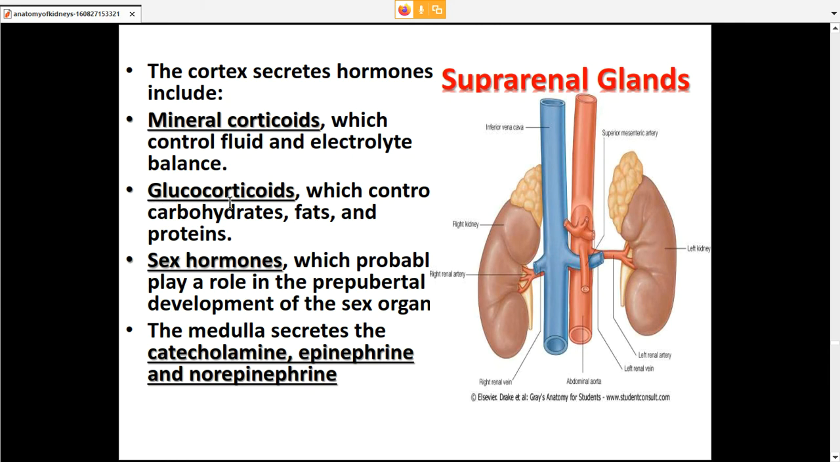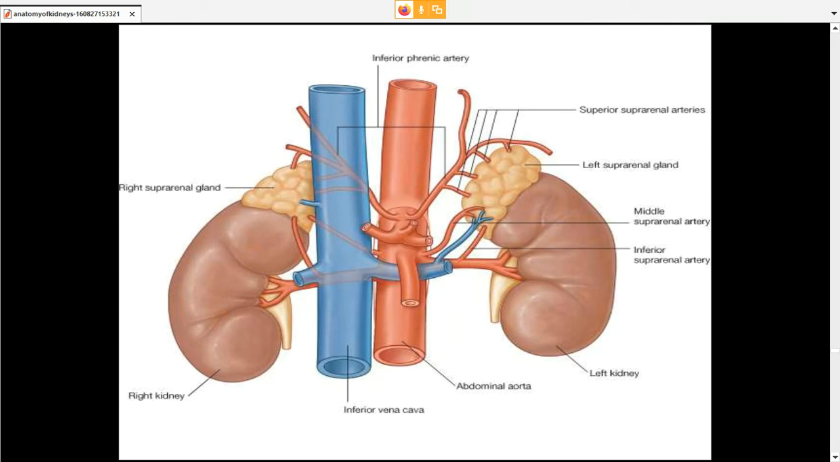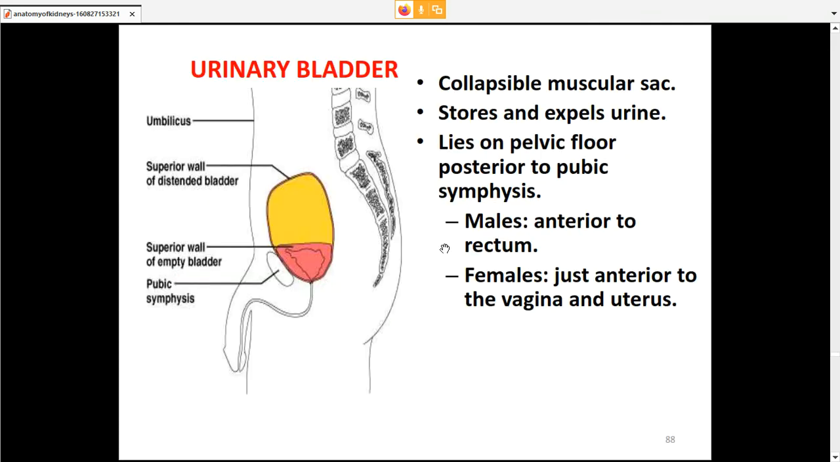Zona fasciculata secretes the glucocorticoids, which control the metabolism of carbohydrates, fats and proteins. The zona reticularis is responsible for the release of sex hormones, which probably play a major role in the prepubertal development of the sexual organs. The medullary part secretes the catecholamines, epinephrine and norepinephrine. This is the blood supply of the suprarenal gland. So here you can see the suprarenal arteries and the suprarenal veins.